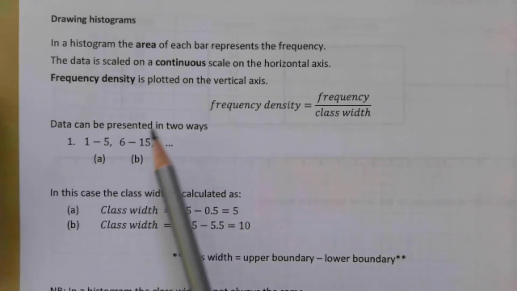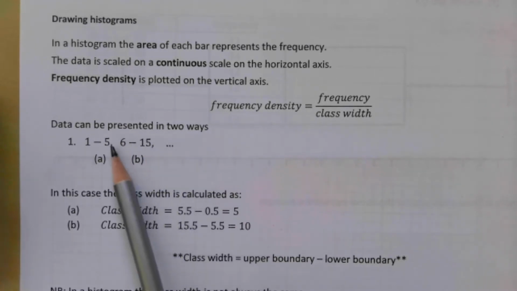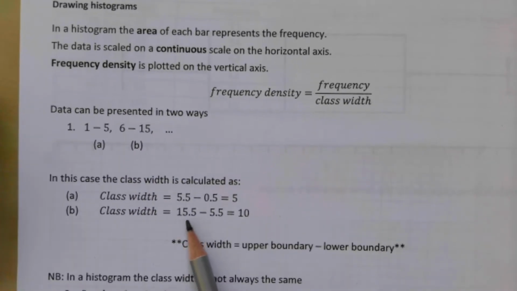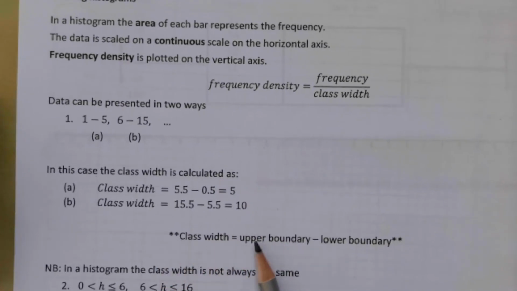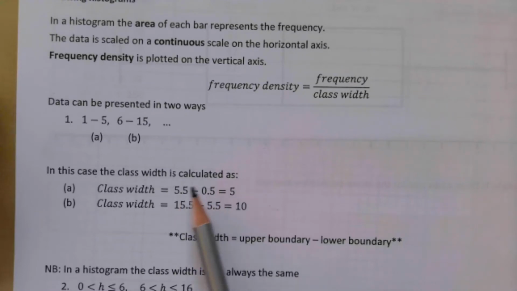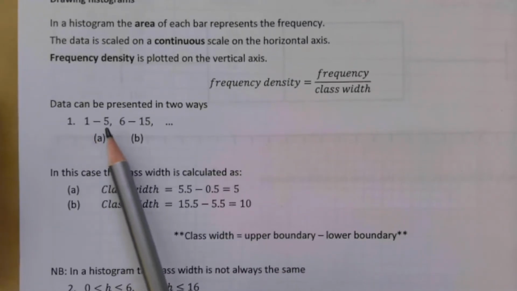The next group would obviously start at 16. So the cutoff here is going to be 15.5 and here 5.5. So we would do 15.5 take away 5.5, which is 10. So the class width is always the upper boundary, and these are the boundaries here, take away the lower boundary. In this sort of case, this is 1 to 5, 6 to 15.